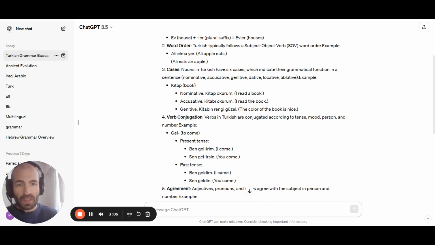And basically, what you need to do is just take a quick look at these cases. They have six cases. So Kitap okurum is I read a book. Kitabı okurum, I read that book. Okay, so that changes. That's the book. Kitabın rengi güzel. So the color of the book is nice. Yeah, so now I know how this works more or less. I know my native language Basque is like that. The color of the book is nice. Liburuaren kolorea polita, for example. Yeah, it's the same thing.